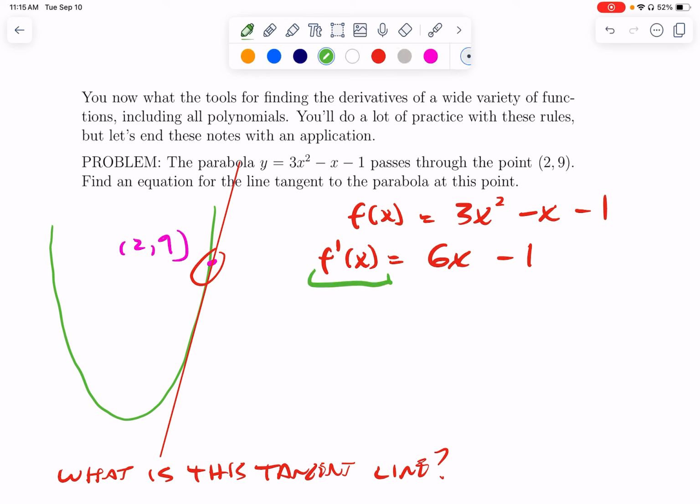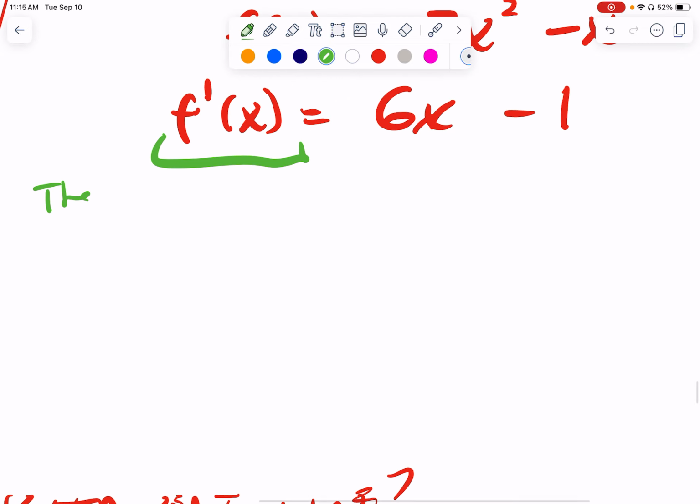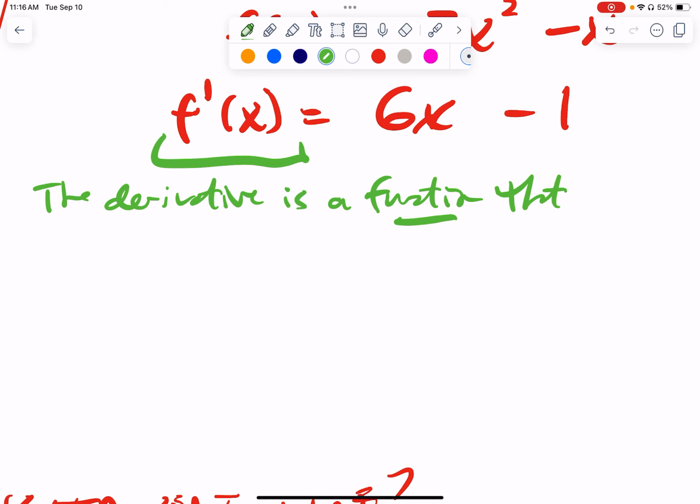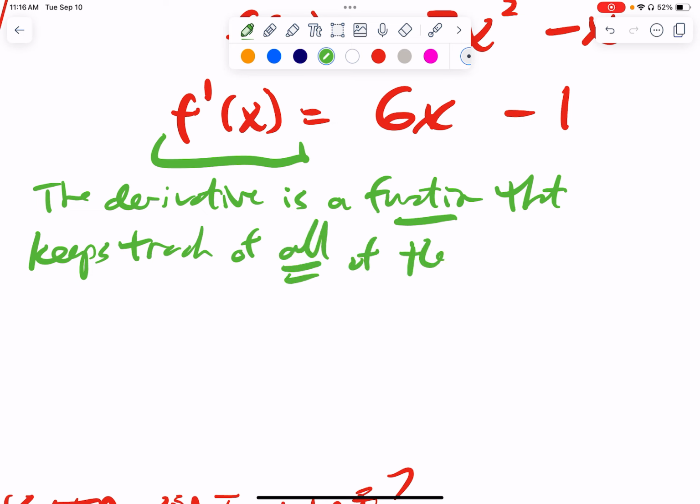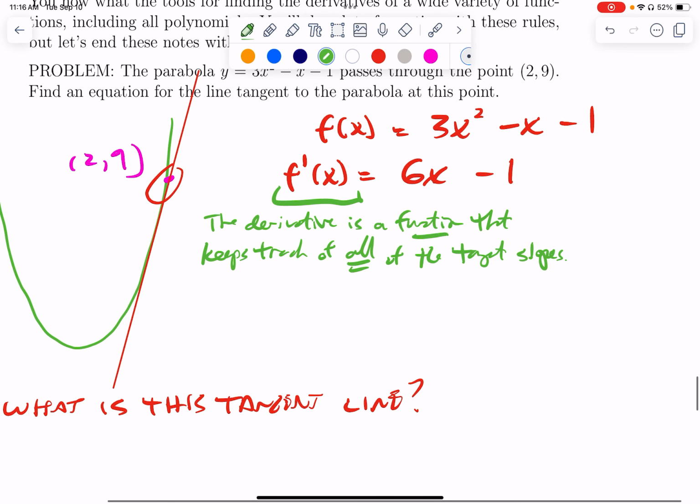Now, let's be really careful about what the derivative function does for us. So I'm going to write this out as a sentence just to reinforce it. The derivative is a function that keeps track of all of the tangent slopes. Right? That's one interpretation of what the derivative is doing. So we have something very general here.